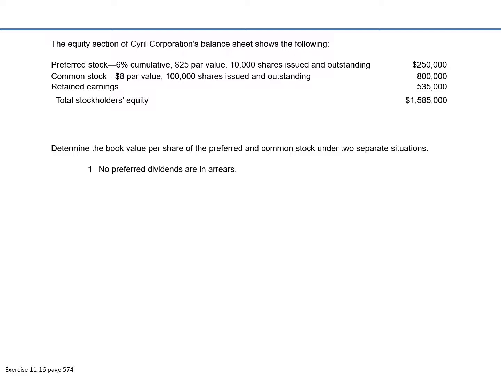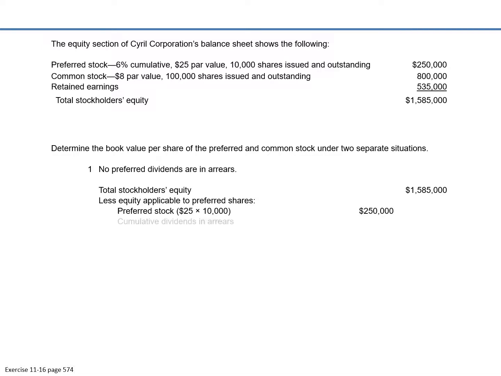If no preferred dividends are in arrears, our total stockholders' equity would be $1,585,000, less the equity applicable to the preferred shares. So you have $25 par value times 10,000 shares outstanding, and then cumulative dividends in arrears is 0.